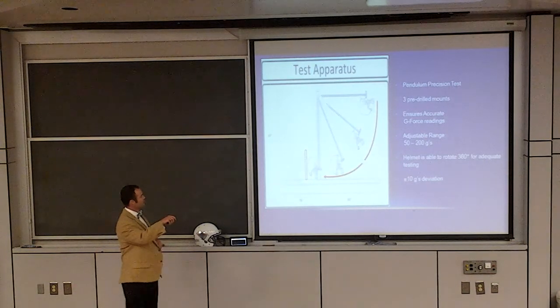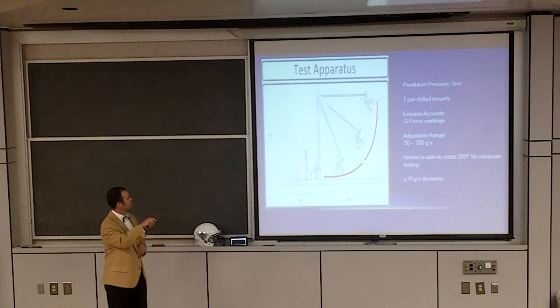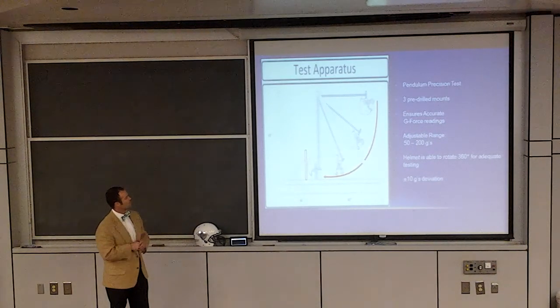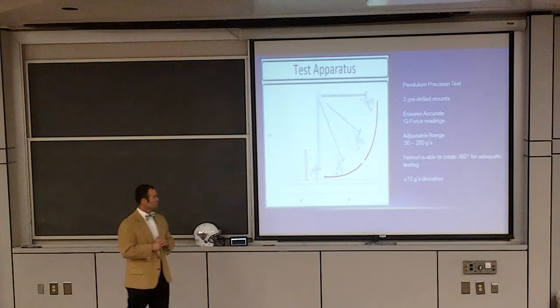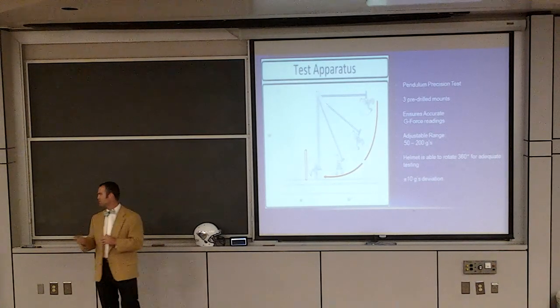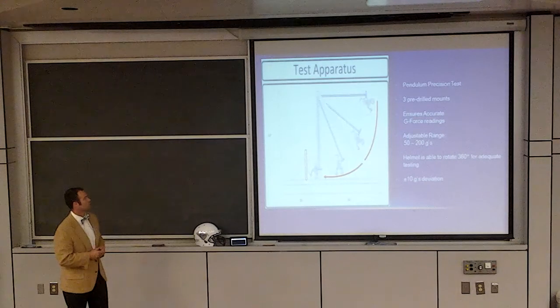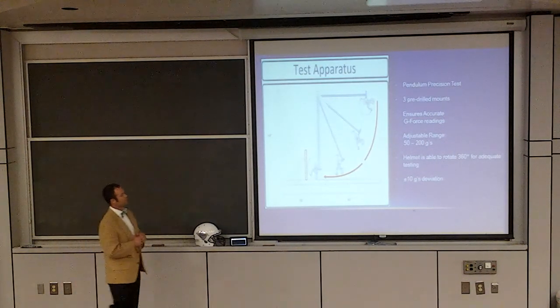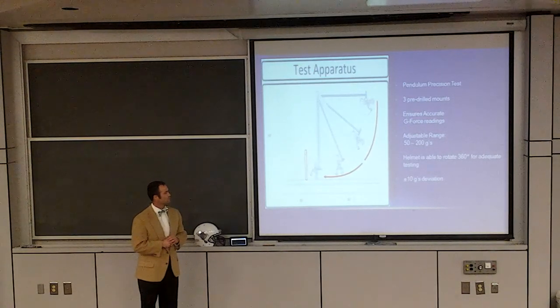Basically it has 3 pre-drilled mounted holes at this height right here, in the swing arm, and knowing the height, the weight of the helmet, and the position of the helmet, we're able to use physics to determine the force of the impact right here. The shortest rung was 70 or 80 Gs. The second was 120. The last one was all the way to 200. So it ranges from 50 Gs to 200 Gs.